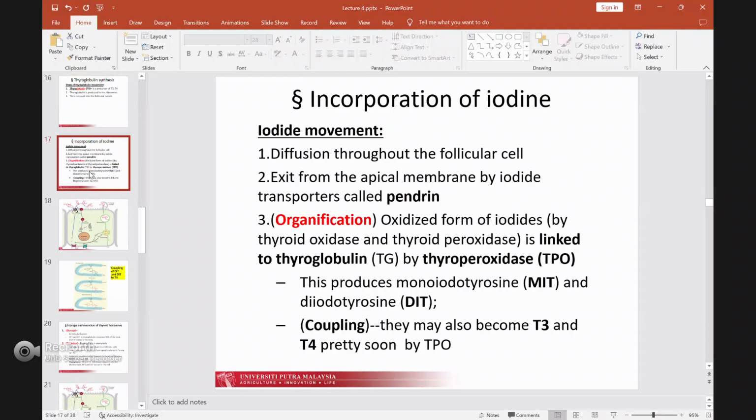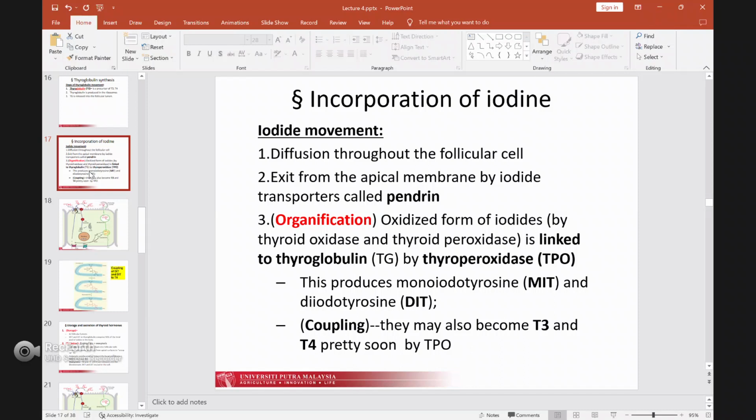Now inside our cells, we have thyroglobulin, which is the source of tyrosine. What we need is the iodine, which is taken from the blood. Iodine moves by diffusion throughout the follicle cell. In order to get this iodine, it must go inside the cell from the blood circulation, so the cell must take it up.